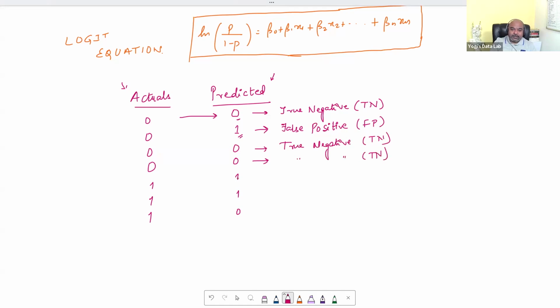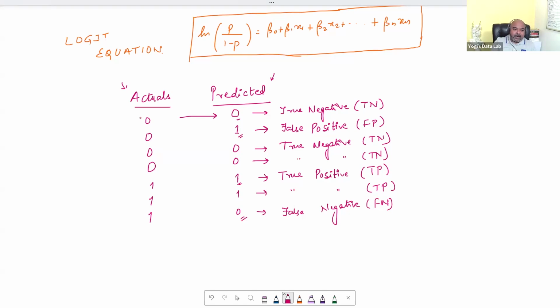Now, when a 1 is represented as a 1, this is a correct prediction, so it will be true. And it is represented as a positive. So it is a true positive, which is Tp. Similarly, this is also a true positive. And this one is a false representation, so it is false, and a 0, so it is negative. And it becomes Fn.